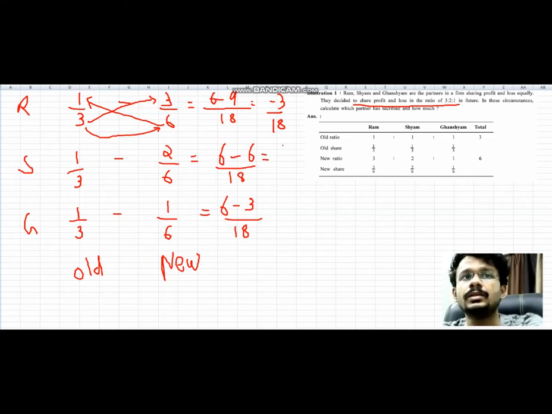Here it is 0 by 18. And here it is 3 by 18. In short, there is no change to the second partner.